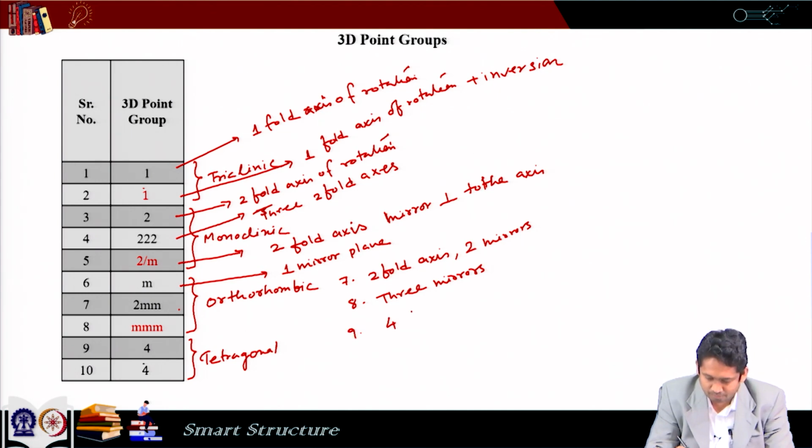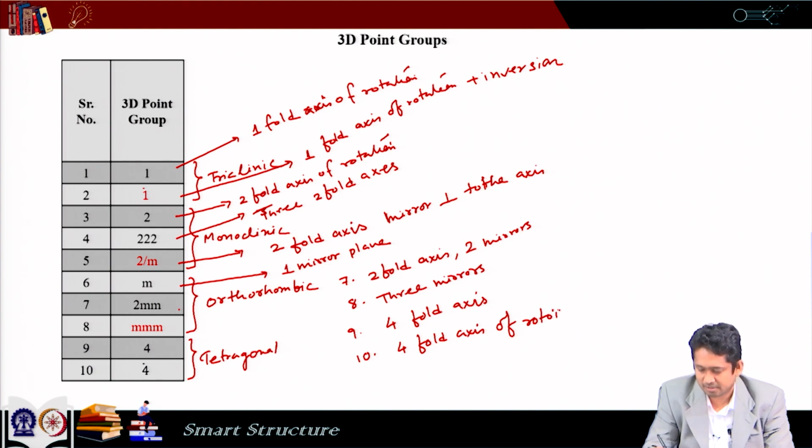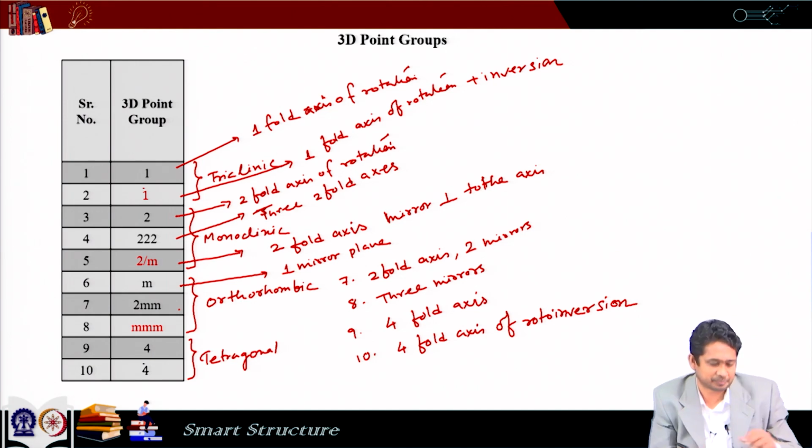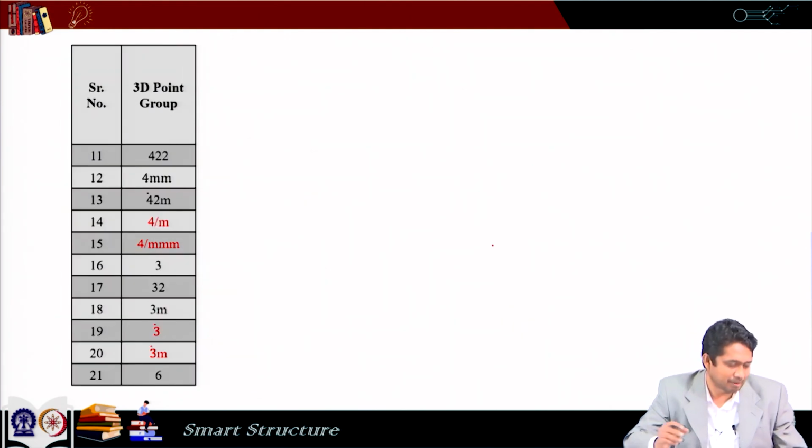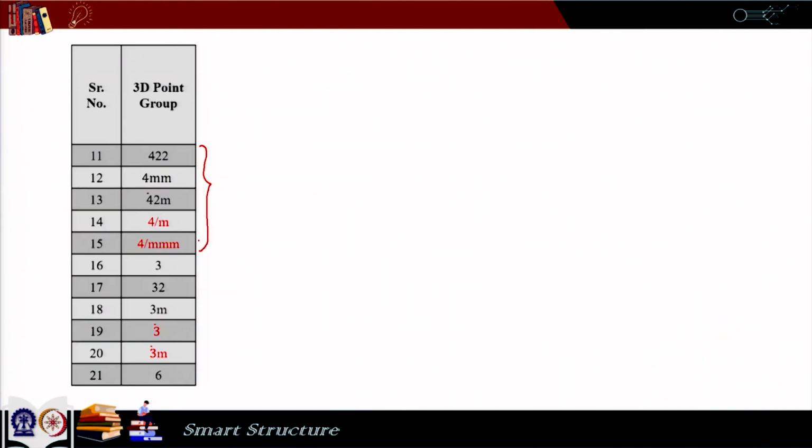Number 9 is just a 4-fold axis. At number 10 we have a 4-fold axis of roto inversion, which means inversion plus rotation. Then if we move forward, these are all tetragonal, and then these are all trigonal.